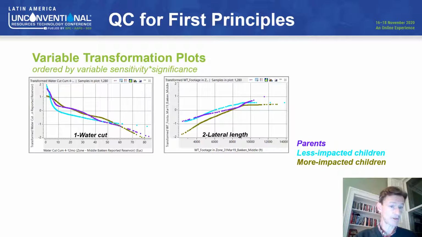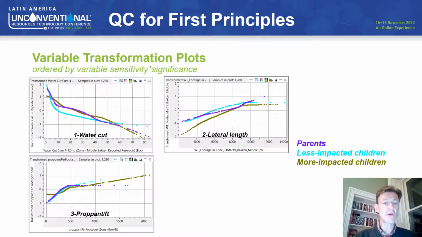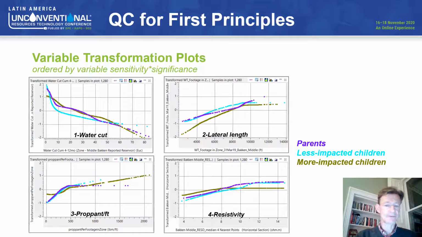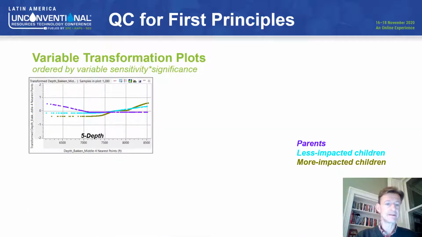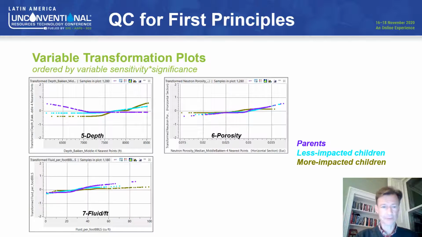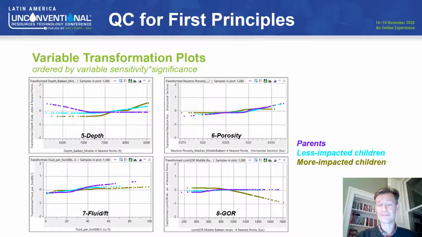Again, water cut, you can see a very, very big range for all the classes. So you can go on through the other variables. These are actually in rank order of importance. Proppant per foot, as it increases, 5-year cum increases. Resistivity. Now this one, we're getting to the point where it doesn't have a ton of impact, but as resistivity increases, 5-year cum does increase slightly. Same for depth, same for porosity, same for fluid per foot, and same for GOR.